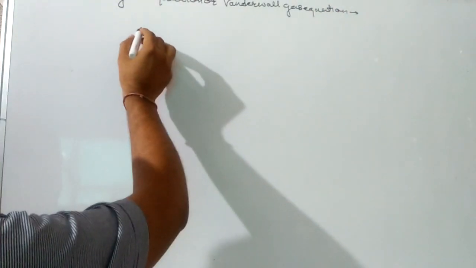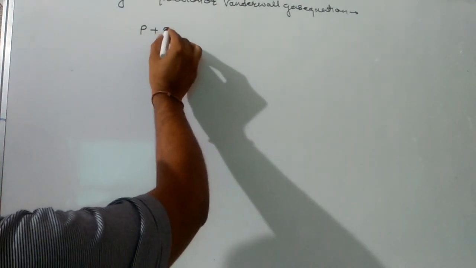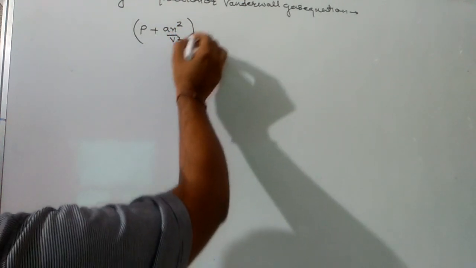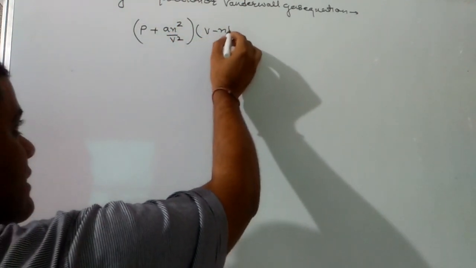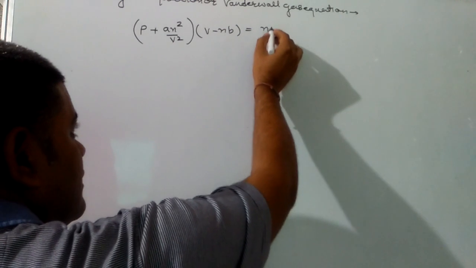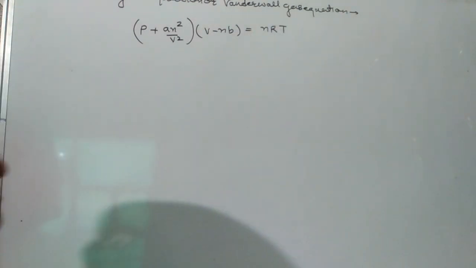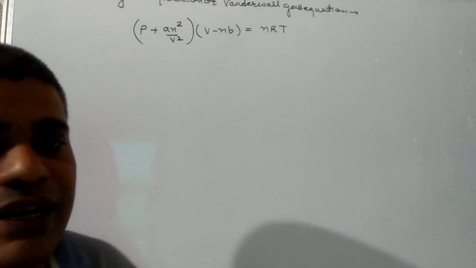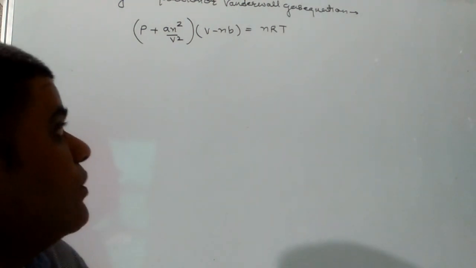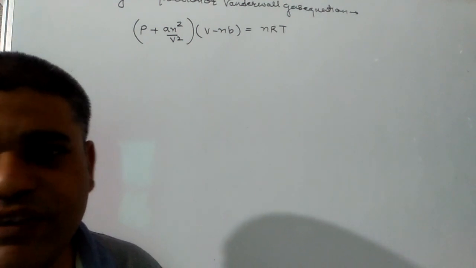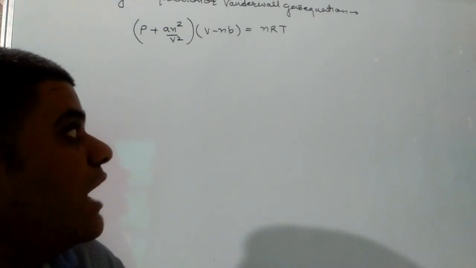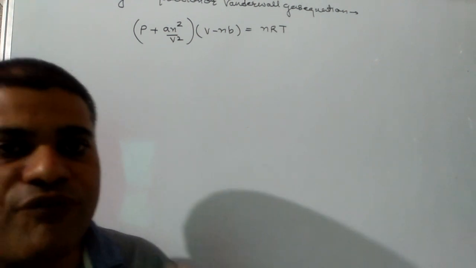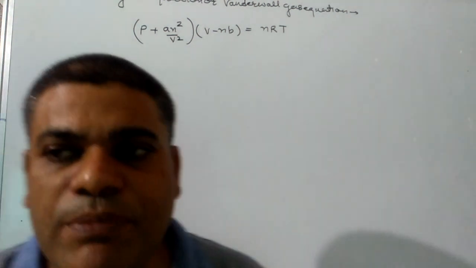As previously we have discussed, this equation is (P + an²/V²)(V − nb) = nRT, where P is the pressure, a and b are the van der Waals gas constants, V is the volume, n is the number of moles, R is the universal gas constant, and T is the temperature in Kelvin. But from where has this equation been obtained?